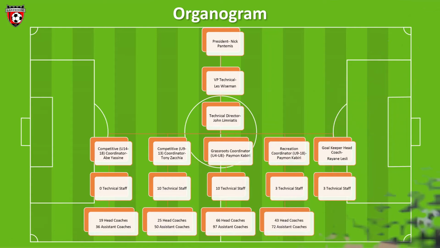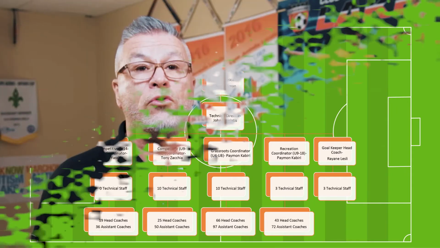So here we go. The first part is our organogram. On top, as you can see, we have the president of the club, Nick Pandemis. In our club, we have a VP of technical, who is our direct link from the technical department to the board, and he's also our immediate superior. Myself, I'm the technical director of the club that oversees all of the other technical personnel.